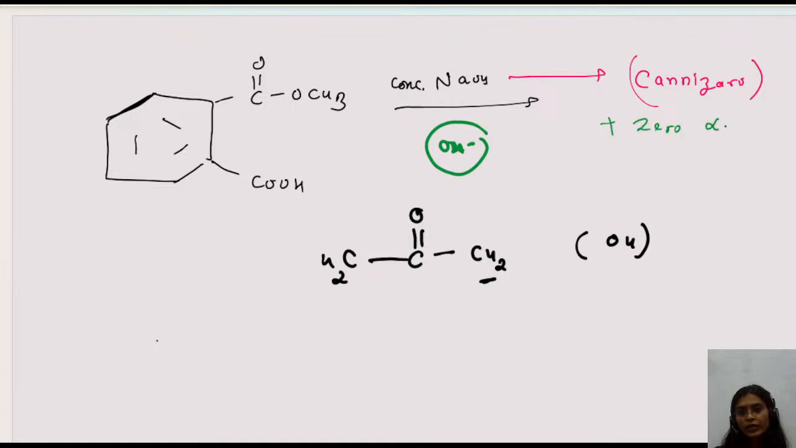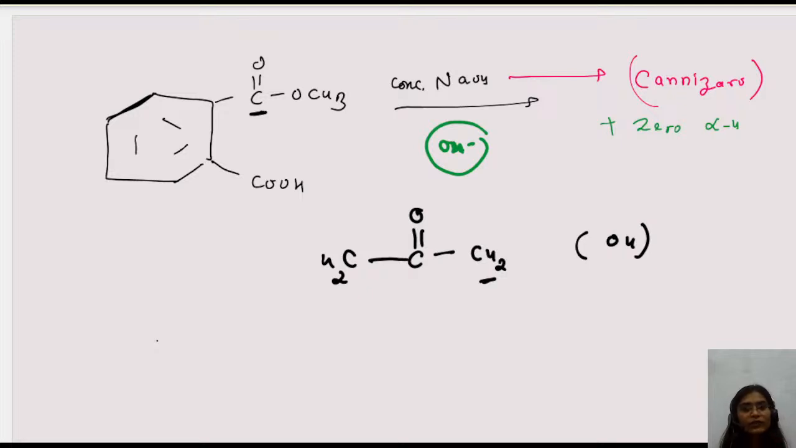The Cannizzaro reaction is the only reaction which works with concentrated NaOH plus zero alpha hydrogen. In this case, if you are observing, both conditions are fulfilled, zero alpha hydrogen. So a Cannizzaro reaction may be there. Now you will tell me, is there any scope for the Cannizzaro reaction? Really? This is how you analyze the question. What do you think about it? So the answer is no.